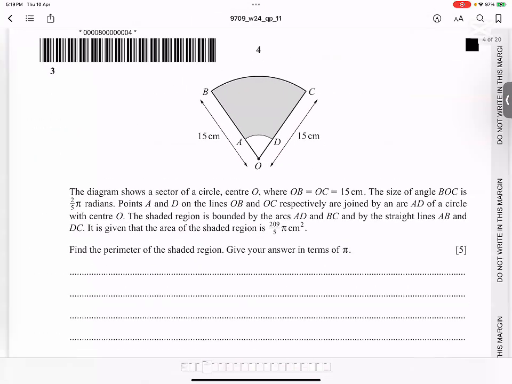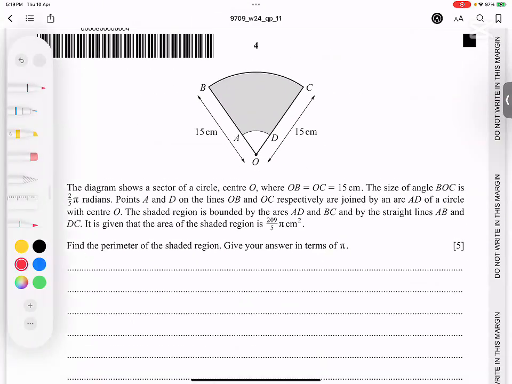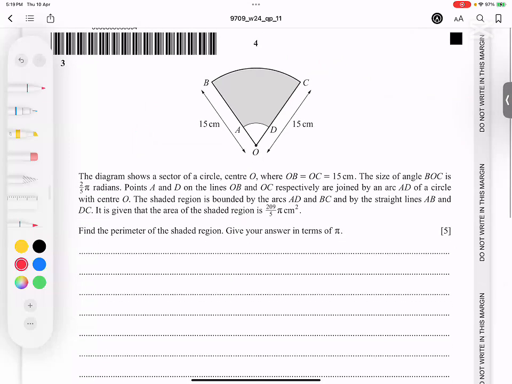Question number 3 we have. If you read the question carefully, we mentioned that OB and OC are 15, all right. And the angle BOC is given here as 2 over 5 pi.